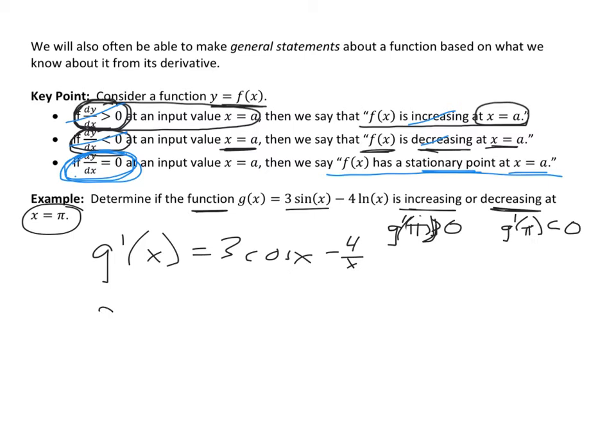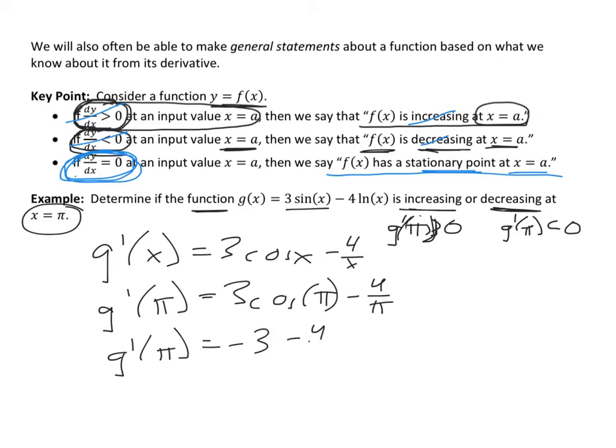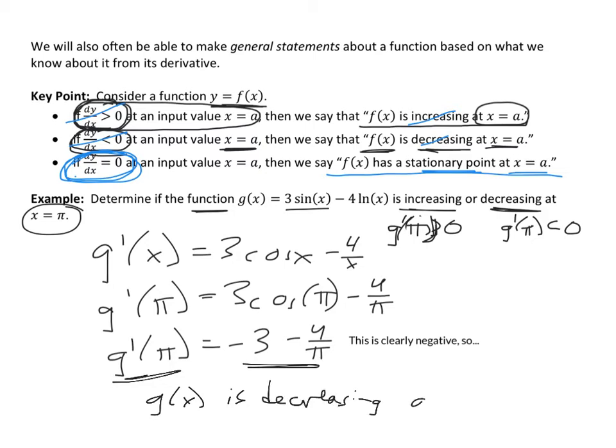Okay, great. Now I'm going to take pi and plug it in. g prime of pi is 3 cosine pi minus 4 over pi. Cosine of pi is -1, so this is -3 minus 4 over pi. This is clearly negative. So what does that mean? If g prime is negative, what does that mean about g of x? It should mean that g of x is decreasing at x equals pi. That's how we write that. That's what we say. And notice here that I said g of x is decreasing, I didn't say it is decreasing, because I can't make a big enough deal about this.